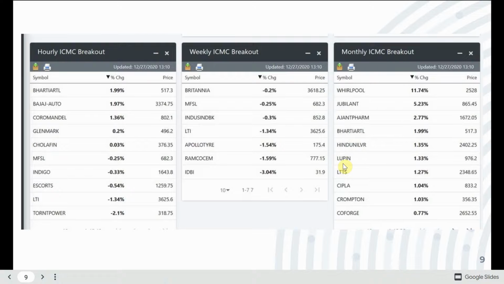This is how the widgets would look. If you see over here, this is the basic structure of a widget. You have the name of the strategy, hourly ICMC breakout, the time it was last updated, and the results. It will show you the change, the price, and the name of the stock. There's a minus sign and a multiply sign. Crossing will remove this widget, which can be added easily. Minus will minimize this widget and this view will not be visible. Only the headline will be visible.